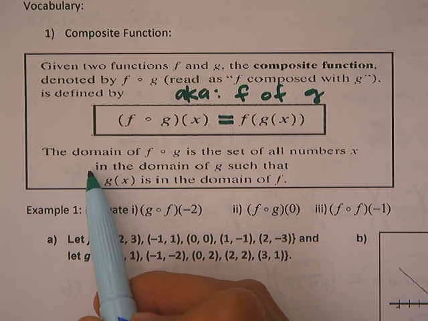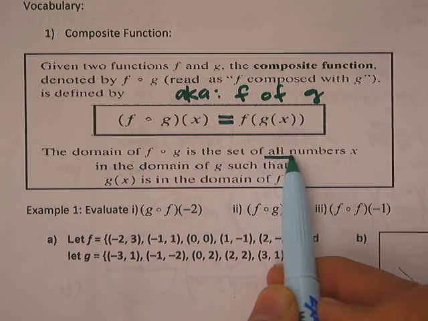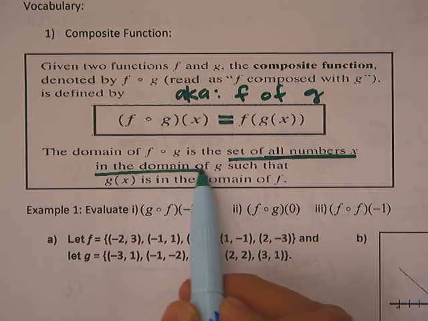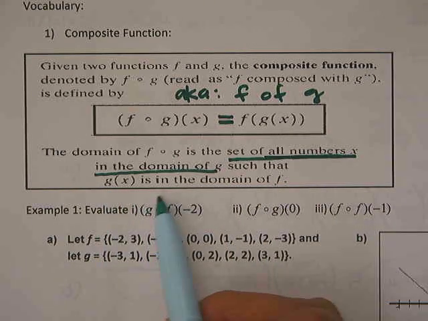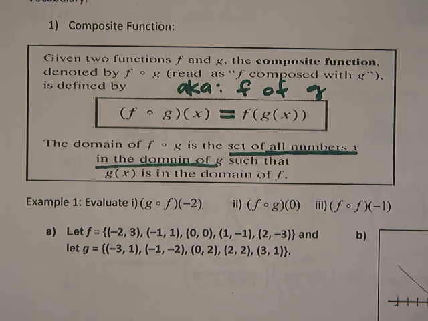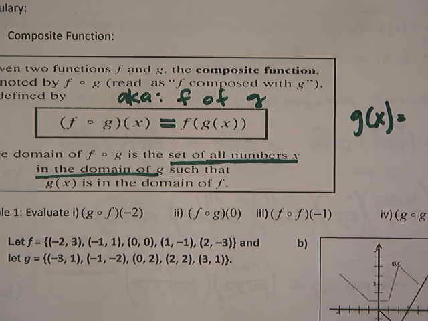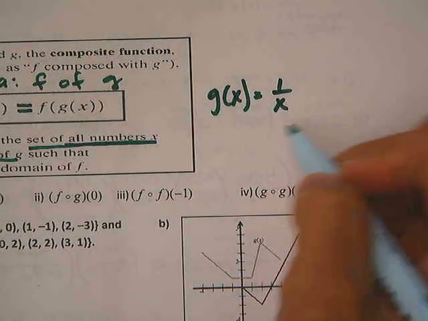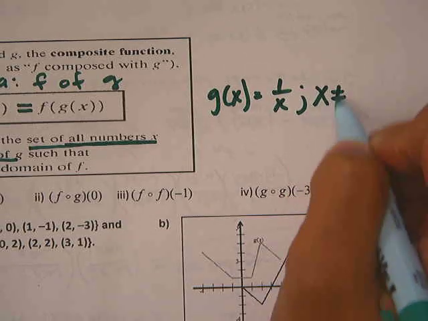The domain of the composition function is the set of all numbers in the domain of g such that g of x is in the domain of f. So what does that really mean? Let's say I have g of x equals 1 over x. Would you agree that the domain of g of x is x can never ever be 0?